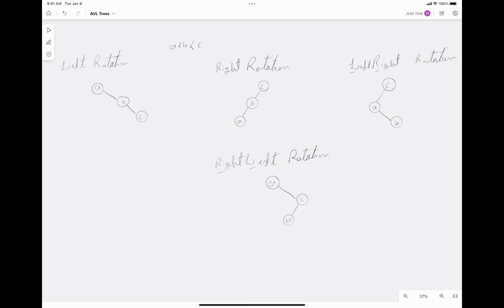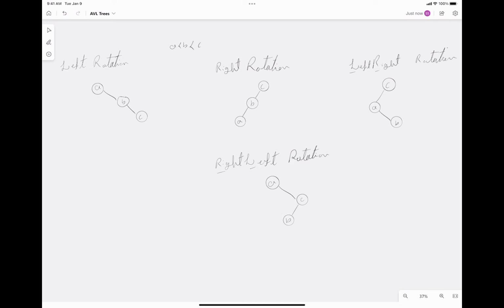Okay, now we're going to see the different types of rotations that we need in order to balance AVL trees. As I said before, AVL trees are binary search trees, but the special ones which are balanced, which means they make sure that the search, insertion, or delete operations will be efficient, in the big O of log n, in the average and also in the worst case. So let's see how it works.